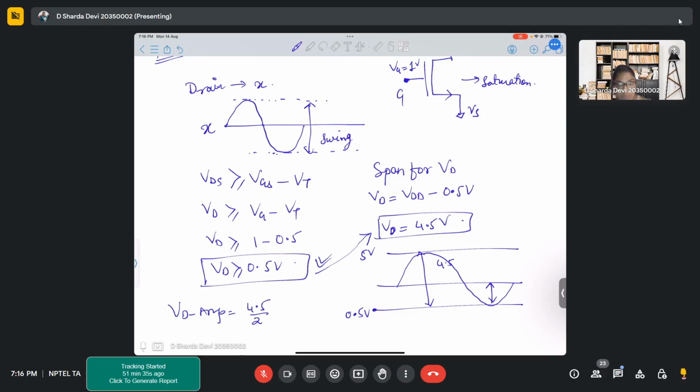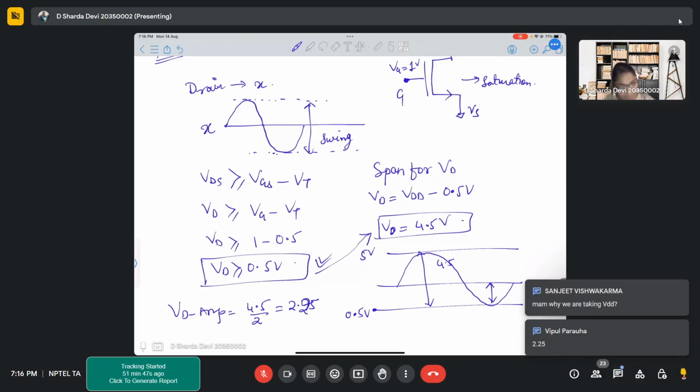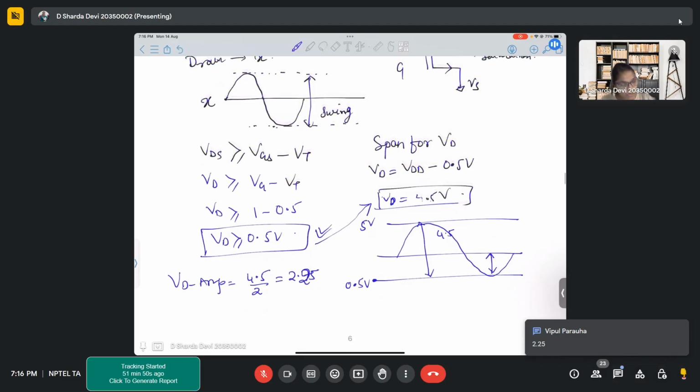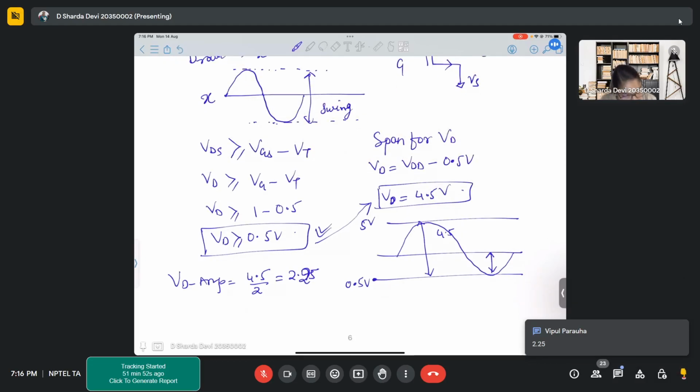4.5 by 2, that is 2.75, right? So, oh, sorry, 2.25. So this amplitude will be 2.25 and this particular point will be 2.75.